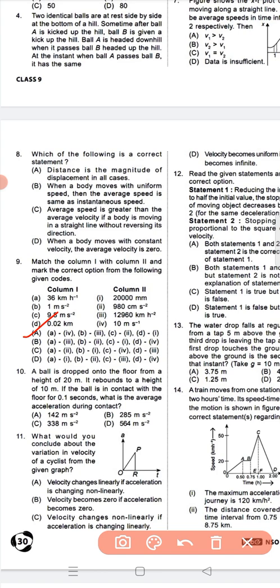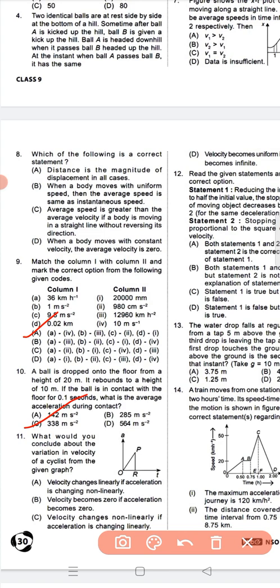Next, a ball is dropped onto the floor from a height of 20 meter. It rebounds to a height of 10 meter. If the ball is in contact with the floor for 0.1 second, what is the average acceleration during contact? 142 m s^-2, 285 m s^-2, 338 m s^-2, 564 m s^-2. So, question number 10, option C is the correct answer.